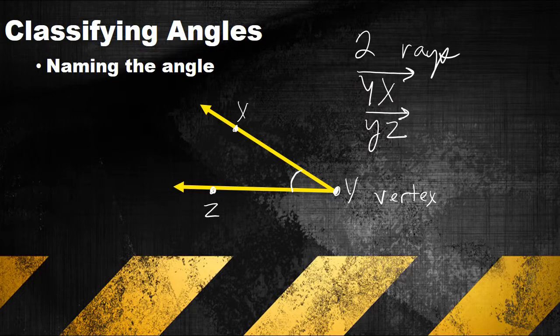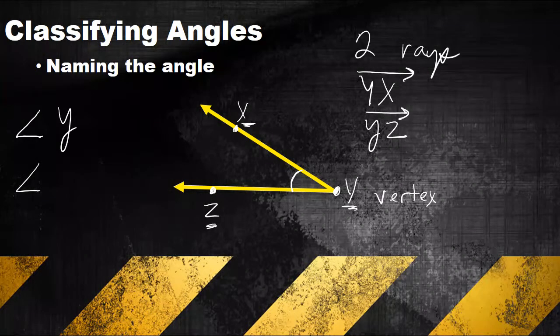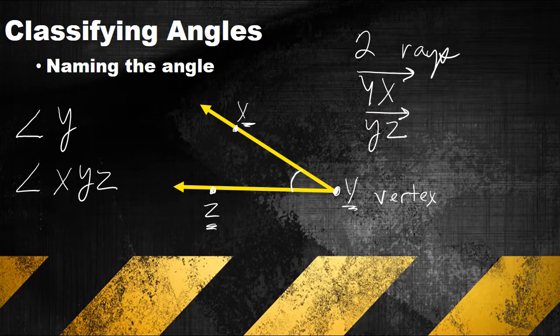And so we can talk about the lines here, but we need to talk about this angle right here. So we can write this angle 3 different ways. The first way is, we write this as angle Y. The second way we can write this, we can use 3 letters. So we can use X, Y, Z. And the third way we can write this, just go in the reverse order, Z, Y, X.